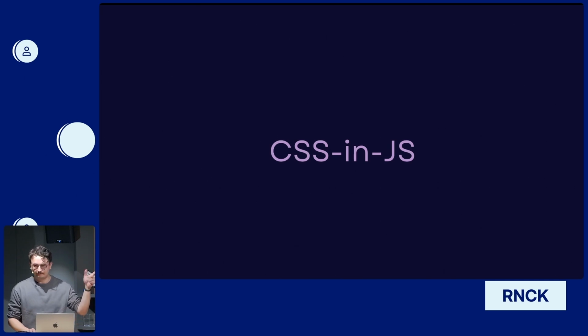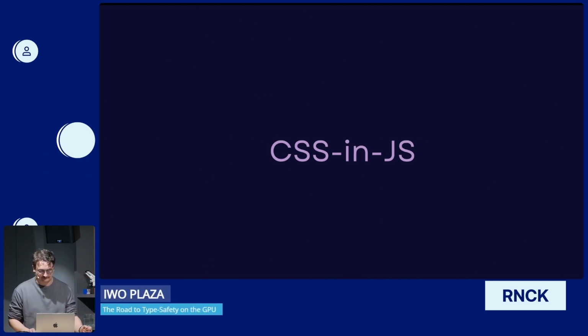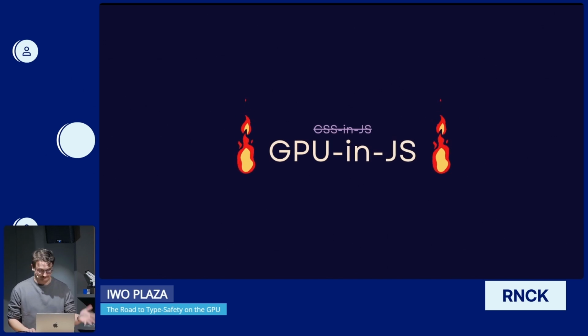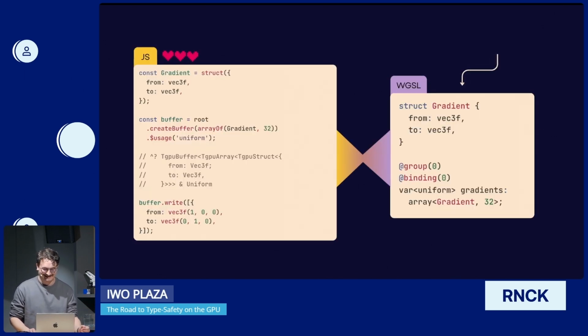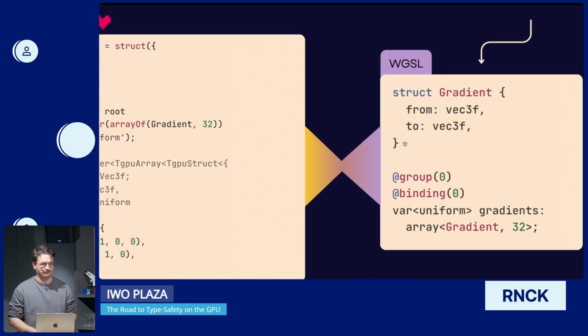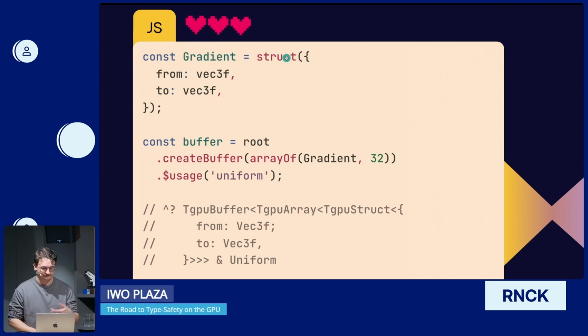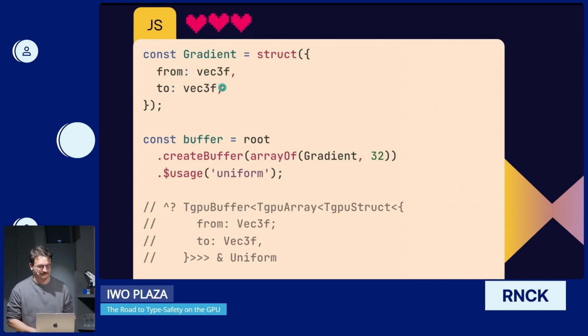You probably know this pattern, CSS and JS. We did something kind of similar. We did GPU and JS. So this is the code from before. We have a struct. It's a gradient. We can do the same with our typed primitives. Just create a gradient. It's a struct. It has fields from and to with types vec3f.